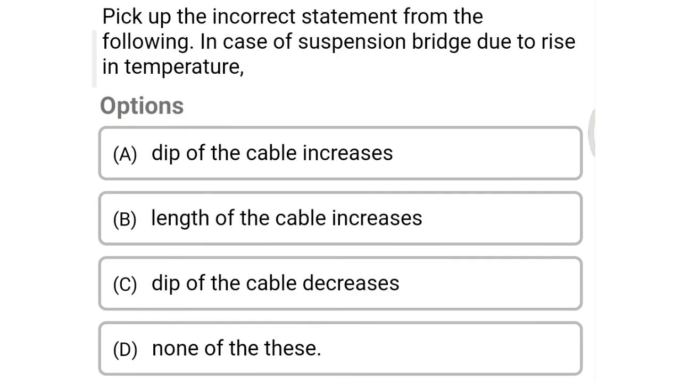So next question, pick up the incorrect statement from the following. In case of a suspension bridge, due to rise in temperature, option A dip of the cable increases, option B length of the cable increases, option C dip of the cable decreases, option D none of the above. So the correct answer is option C dip of the cable decreases.